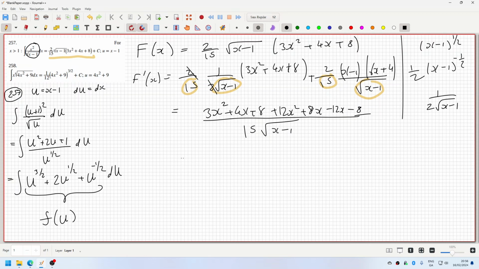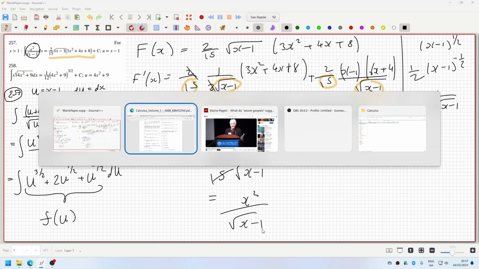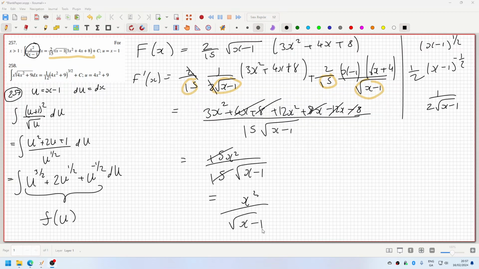So let's see, that's 15x squared. 4x, 8x is 12x minus 12x. Okay, that's good. 8, and that's gone. So that's 15x squared over 15. And then they cancel, and you're left with x squared over root x minus 1. Great. So that looks correct to me, 257.